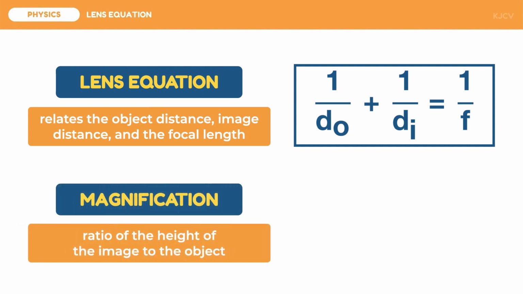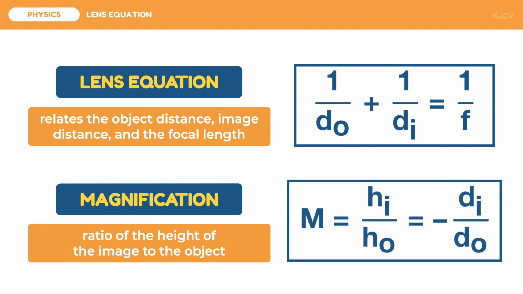It is the ratio of the height of the image to the object. It is written as magnification, or M, is equal to the ratio of the image height and the object height, which is also equal to the negative ratio of the image distance and the object distance.